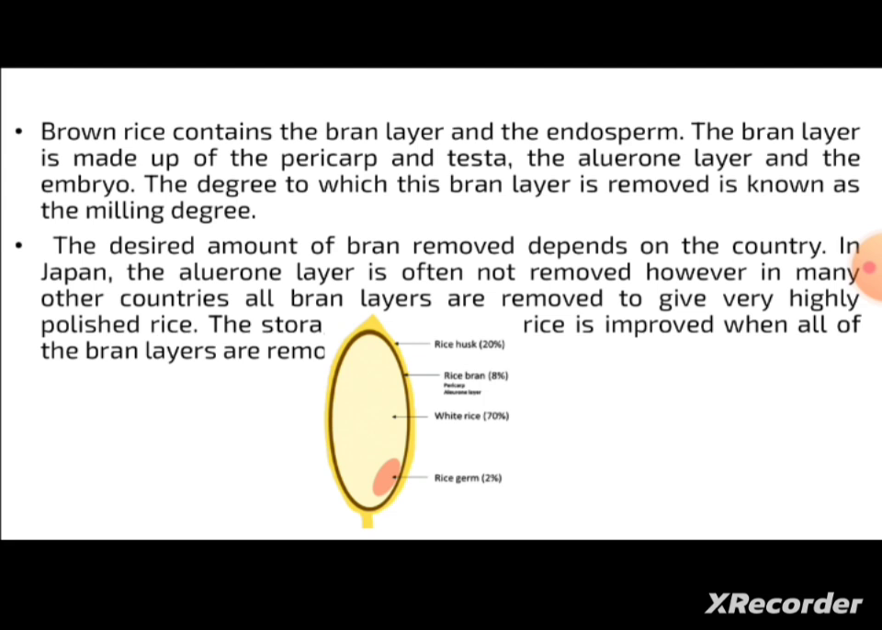And these are the structures of rice, which is nothing but husk, rice bran, white rice, and germ. The bran layer is made up of the pericarp, testa, aleurone layer, and the embryo. The degree to which this bran layer is removed is known as the milling degree. So based on this degree of bran layer removal, we call that the milling degree.